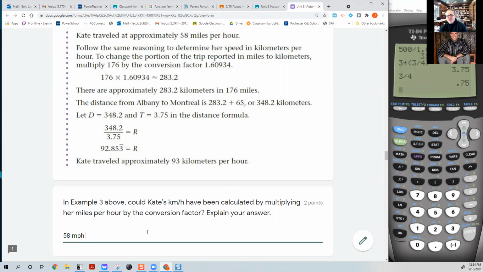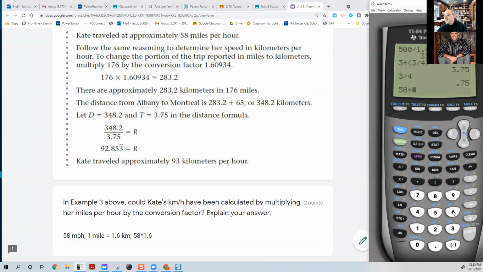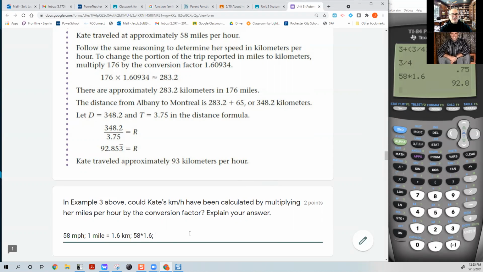So for instance, if I knew that 1 mile was equal to, say, 1.6 kilometers, I could then run the conversion. What's 58 times 1.6? 58 times 1.6 gives me 92.8. That means about 58 miles per hour is about the same thing as 92 kilometers per hour.